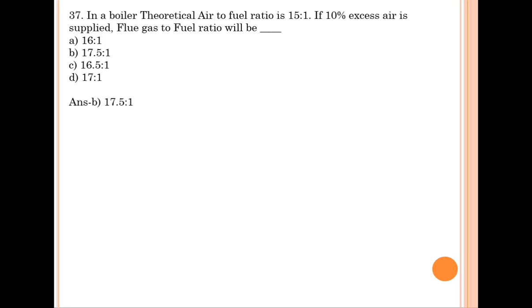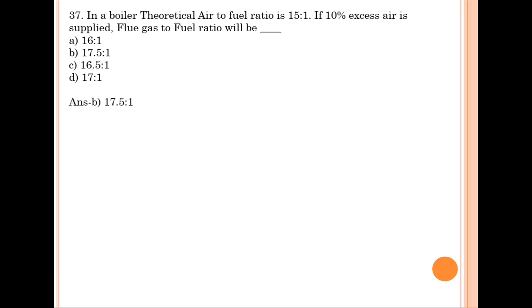So answer B, carbonic acid, is the right answer here. In a boiler, theoretical air to fuel ratio is 15:1. If 10% excess air is supplied, flue gas to fuel ratio will be, you see here, the theoretical air is 15:1. Excess air is 10%. So the formula is 1 plus excess air multiplied by theoretical air will give the actual air. So 1.1 multiplied with 15, it is 16.5:1 is the actual air to fuel ratio.